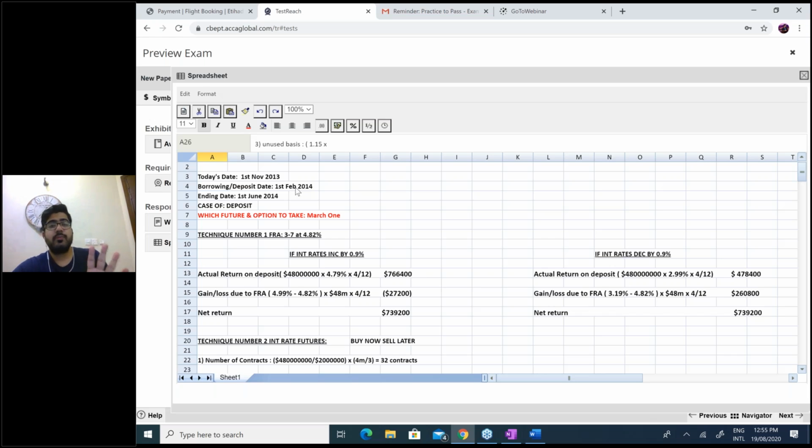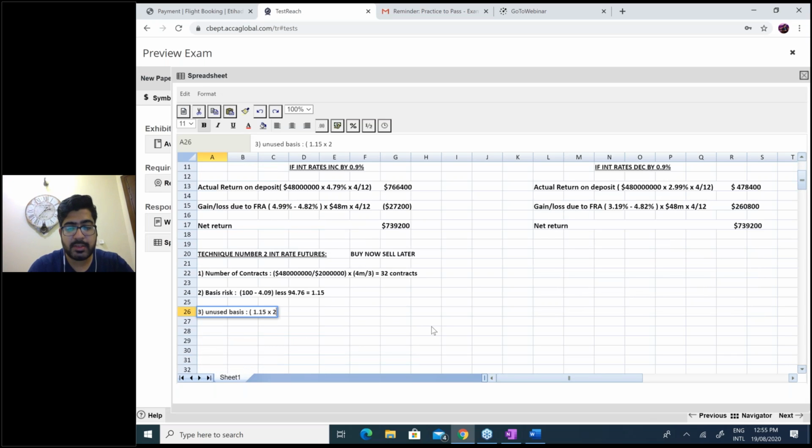So don't you think you needed to borrow or deposit on 1st Feb? You needed a 1st Feb future, but you had to take the 30th March future. Isn't it 2 extra months? 1st Feb to 1st March, 1 extra month, and 1st March to 30th March, 2 extra months. So it's basis risk, 1.15 into extra months, that's 2 months. I needed to deposit or borrow on 1st Feb, so I needed a future of 1st Feb, but I have to take the March 30th one. So how many extra months? 1st Feb to 1st March, 1 month. 1st March to 30th March, 2 months. 2 extra months over total months.